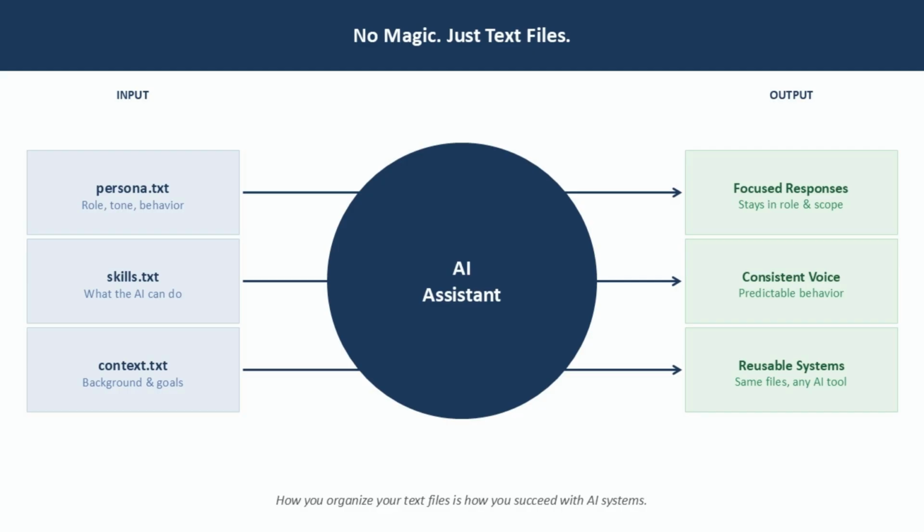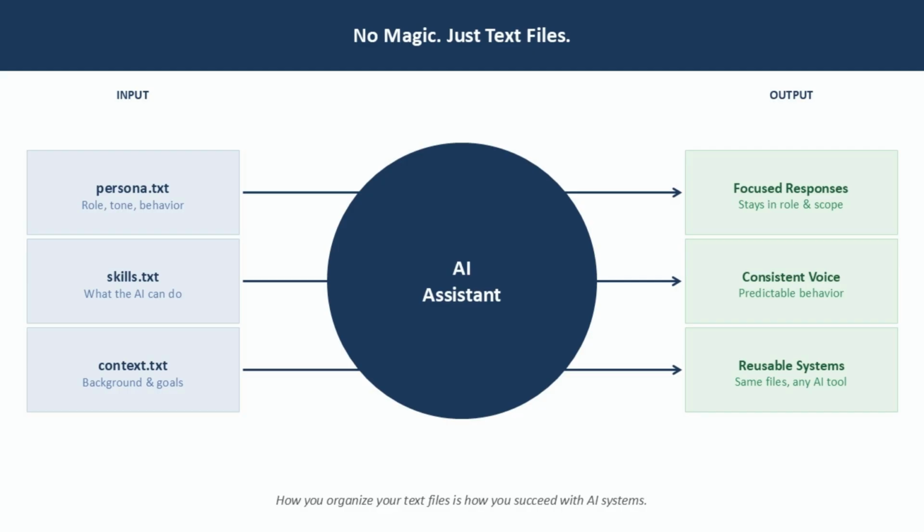On the left, you have your inputs, a persona file that defines the role, tone, and behavior, a skills file that tells the assistant what it can do, and a context file that carries the background and goals. Those three files flow into the AI assistant, and on the right, you get focused responses that stay in scope, a consistent voice that behaves predictably, and a system that's reusable across any AI tool.